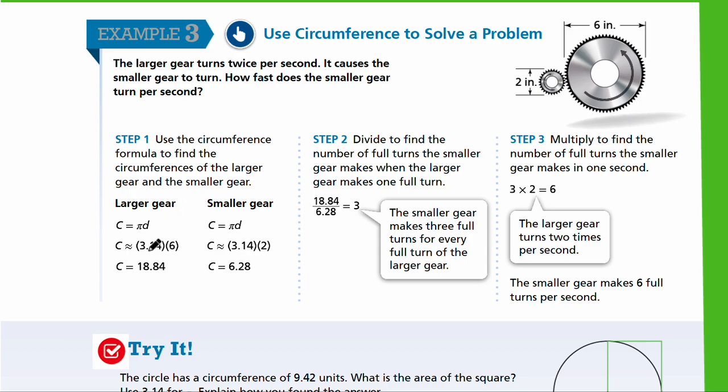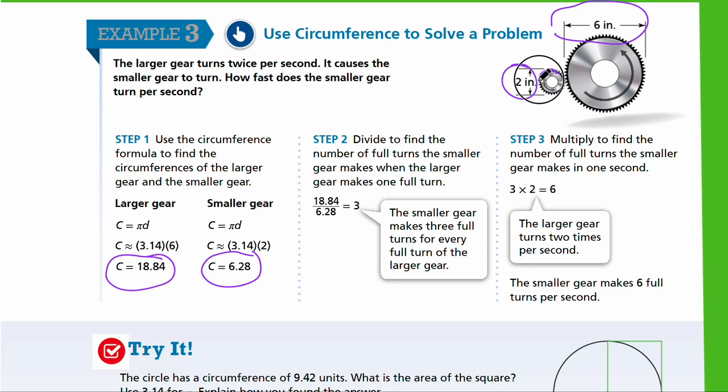Diameter here is 6 because this is the bigger one, and then the smaller one has a diameter of 2. You multiply them, and the circumference would be 18.84 and 6.28. And then you divide them to get the ratio. That also means how many smaller gears would go into the bigger gear, right? So whatever the circumference is for the bigger one and whatever the circumference is for the smaller one, you divide the bigger one by the smaller one, and you get 3. So the smaller gear makes 3 full circles for every full turn of the larger gear.